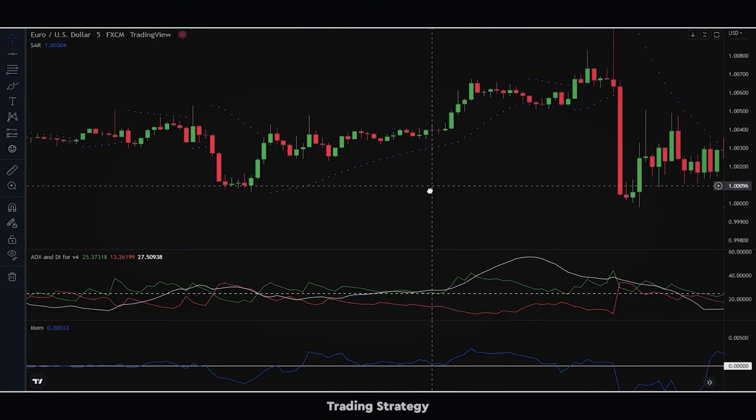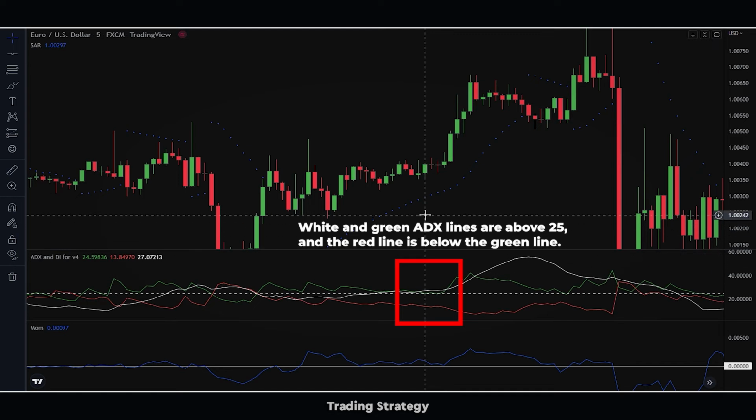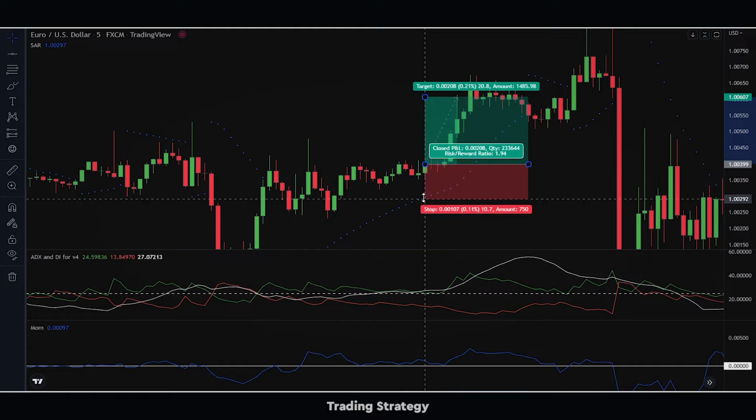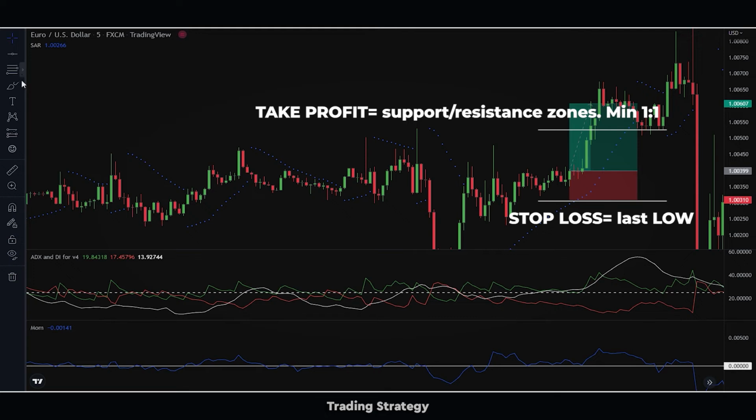The rules for making a buy trade are very simple. We will place a buy trade when the white and green ADX lines are above 25 and the red line is below the green line. In addition, the momentum indicator must be above 0, and the Parabolic SAR must show points below the price. If all this is true, we will carry out the buy operation. We will place our stop loss at the last low and our take profit at the support and resistance zones with a minimum risk-benefit ratio of 1:1.